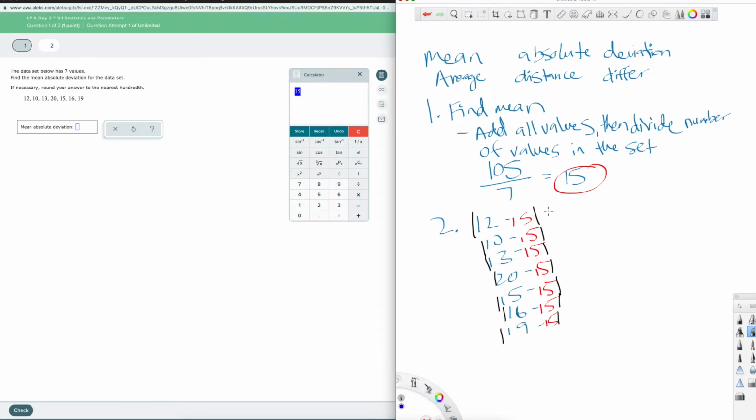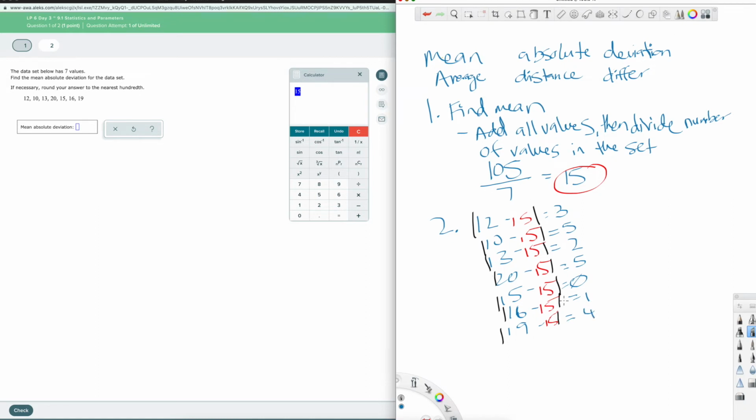So we have 12 minus 15. Well, that would be a negative 3. So I'm just going to say 3. It would be negative 3, but I'm going to ignore the negative because I just want the absolute value. 10 minus 15, again, that would be negative 5, but absolute value makes it just 5. 13 minus 15 gives me negative 2, which I dropped to just 2. 20 minus 15 is 5. 15 minus 15 is 0. 16 minus 15 is 1. And 19 minus 15 is 4. All right, so that was my second step.